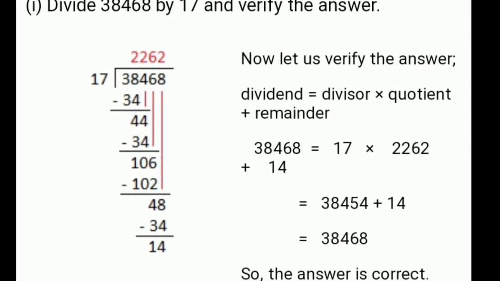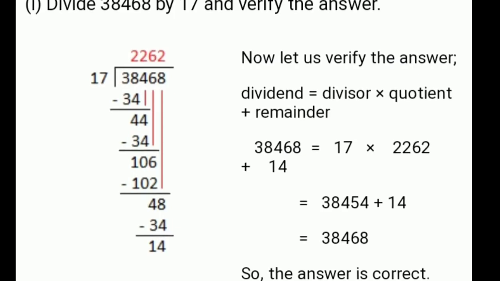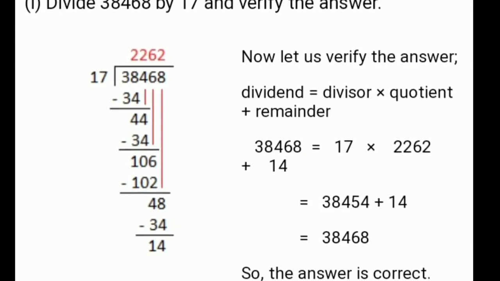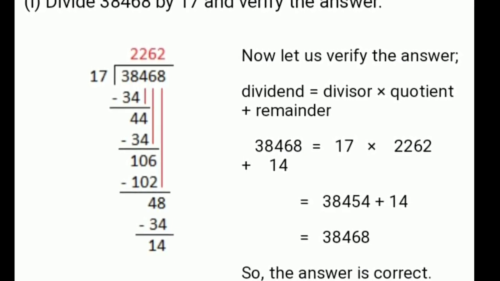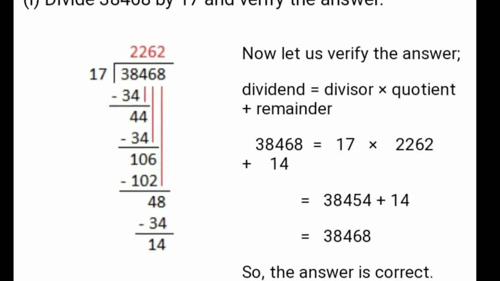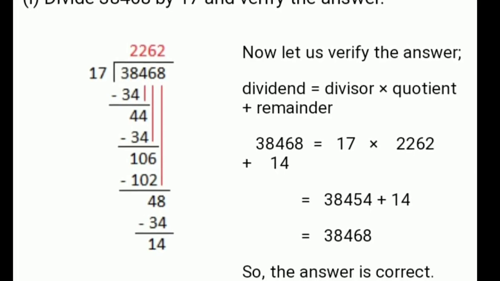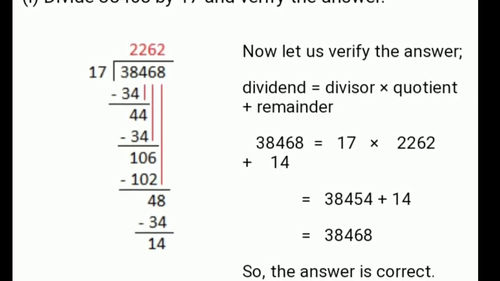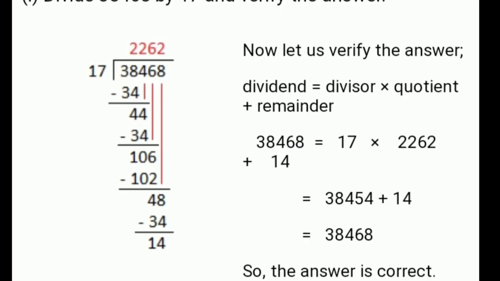Here I am dividing 38,468 by 17. So 38,468 is the dividend, 17 is the divisor. After carrying out the division process, we found that the quotient comes out here is 2262 and the remainder is 14, and we have to verify the answer as well.